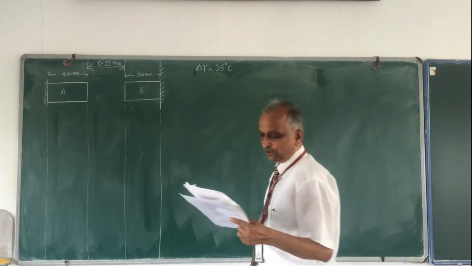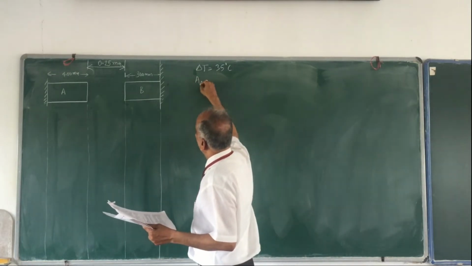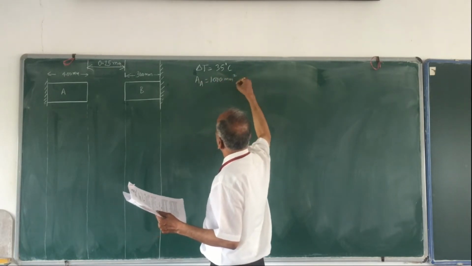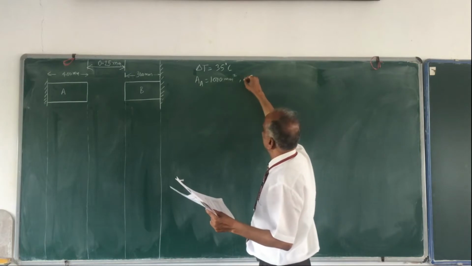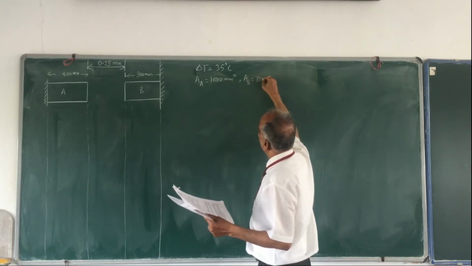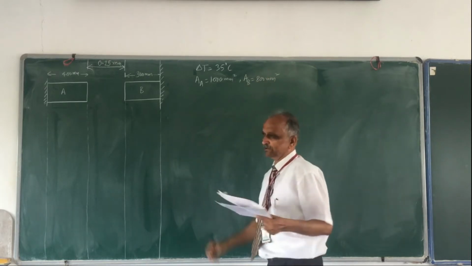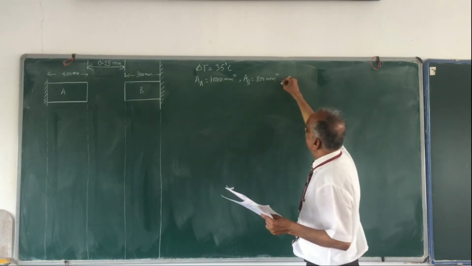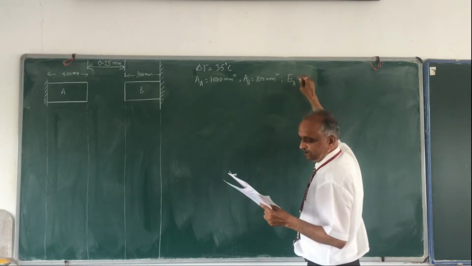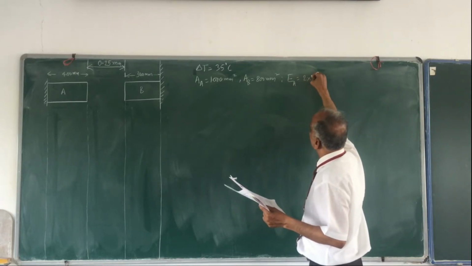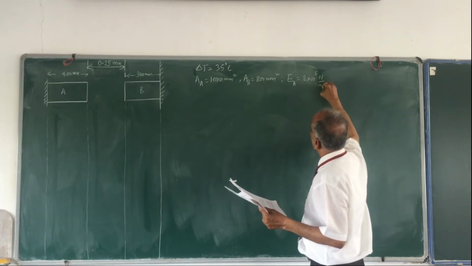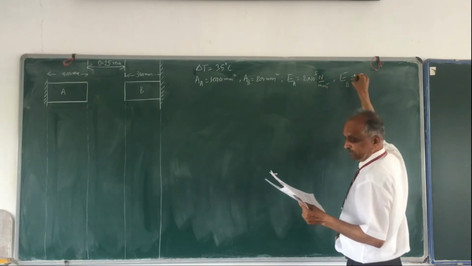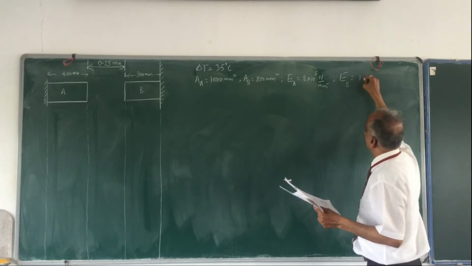Given, the area of cross section of A is known. A is 1000 millimeter square, and then AB is 800 millimeter square. What is the nature of the cross section? We don't know. It may be rectangular, square, it doesn't matter. The cross sectional area is known to us. Then Young's modulus of elasticity EA is 2 into 10 raised to 5 Newton per millimeter square, and EB is 1 into 10 raised to 5.